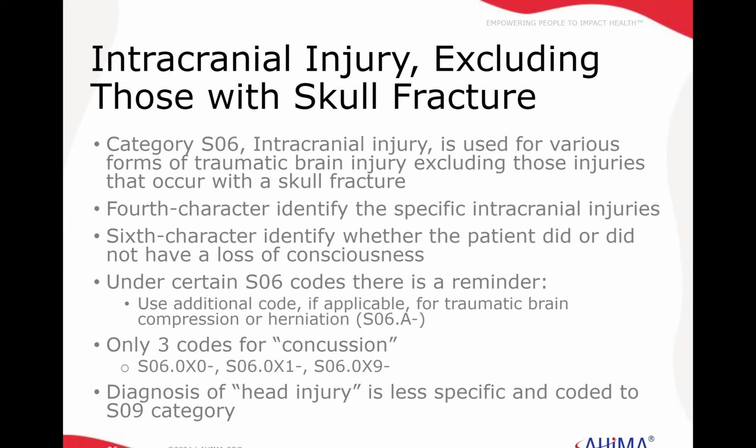Note that there are only three codes for concussion: S06.0X0, and then a spot for the seventh character, S06.0X1, spot for the seventh character, and S06.0X9, spot for the seventh character, of course. The diagnosis of a head injury is less specific and is coded to the S09 category.